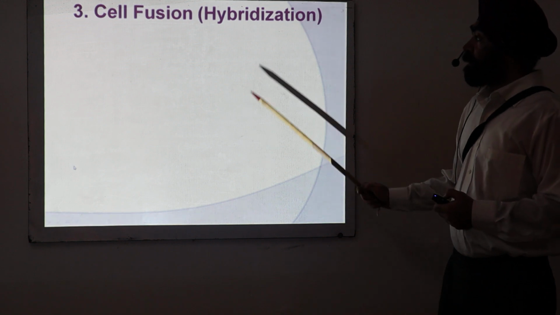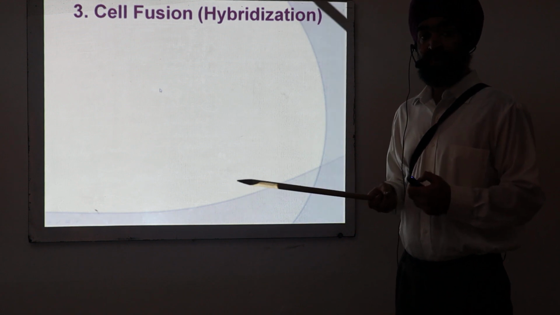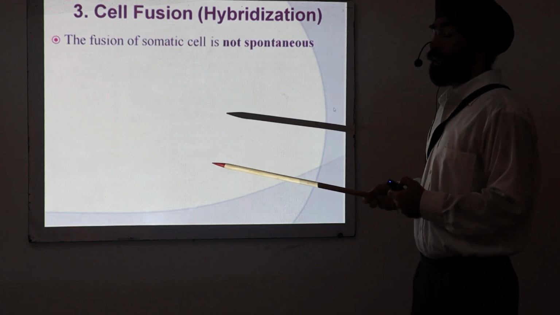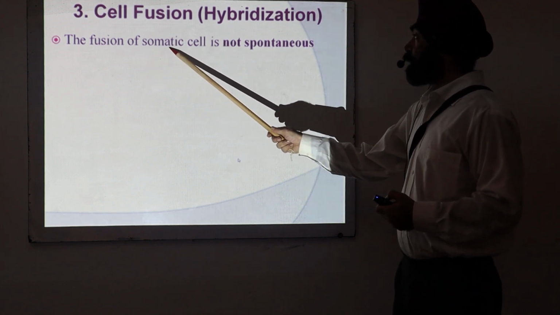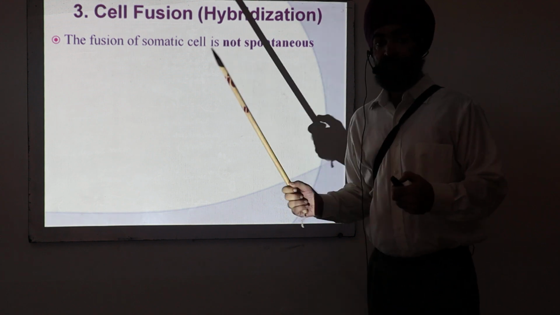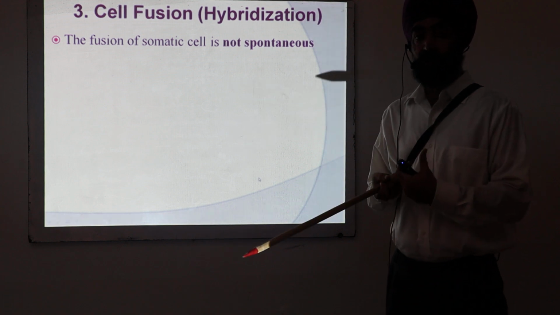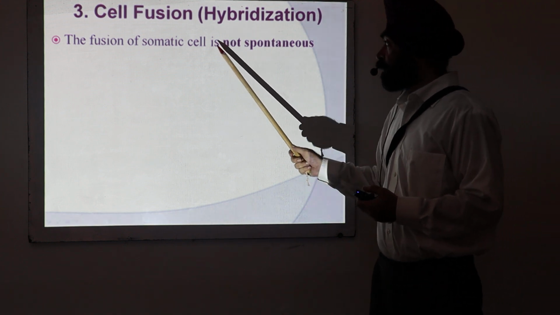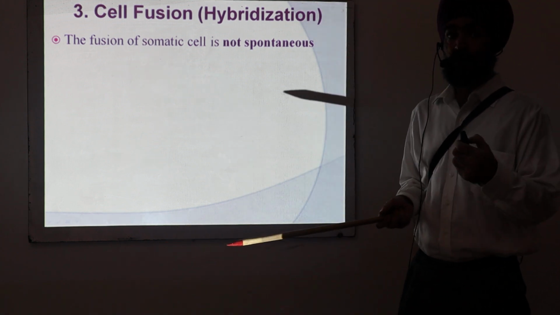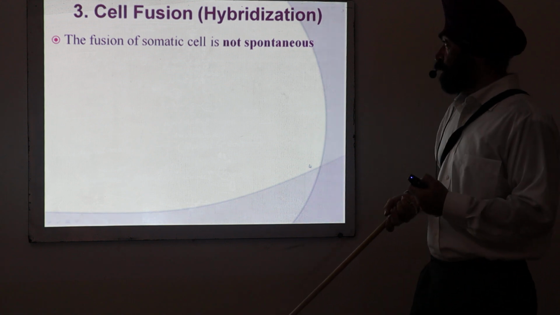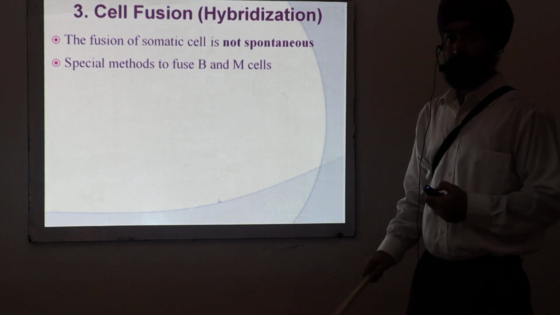The next step is cell fusion. Now you are hybridizing B and M cells. You are fusing the B cells and the myeloma cells. This kind of fusion is not spontaneous. Why is it not spontaneous? The fusion between the egg and the gamete, which are the germ cells, is spontaneous. But the fusion between somatic, non-gonadal cells is not spontaneous. Spontaneous means of its own. So you have to do some special things to fuse B and M cells.